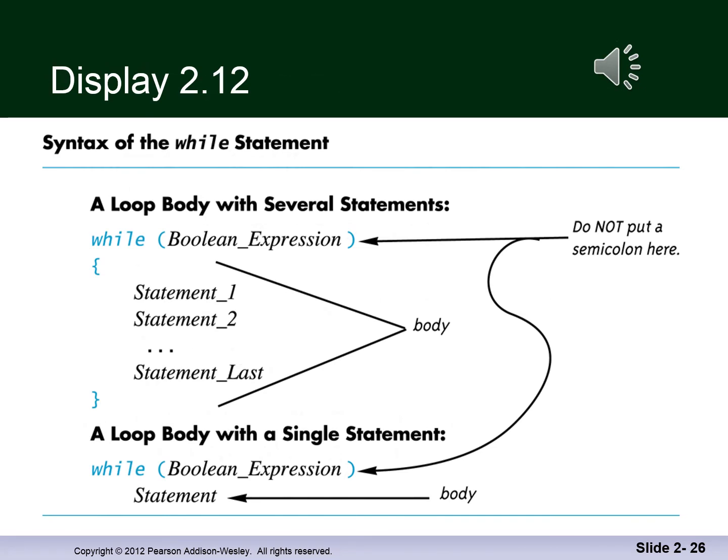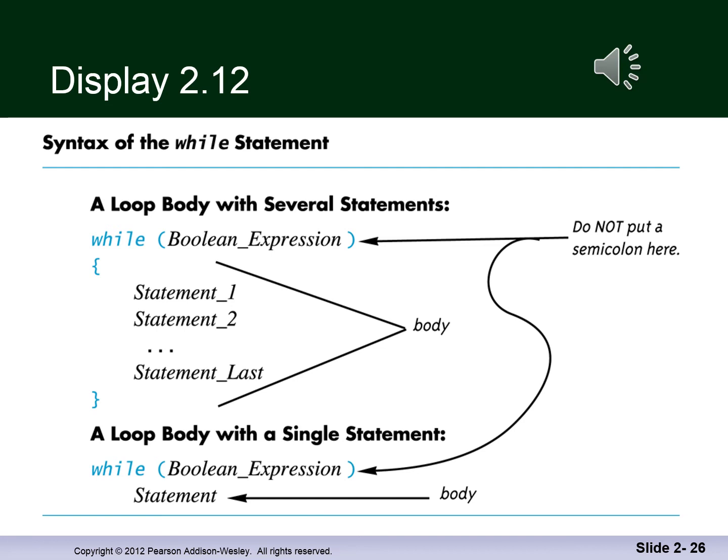This is display 2.12 from the text. It has some good reminders here. First, you have an example of a while loop, or the syntax of a while loop with several statements. While, Boolean expression. One of the mistakes I see students make often when they're first starting to program while loops is they put a semicolon after the Boolean expression. You do not put a semicolon after the Boolean expression. Semicolons only go at the end of program statements.